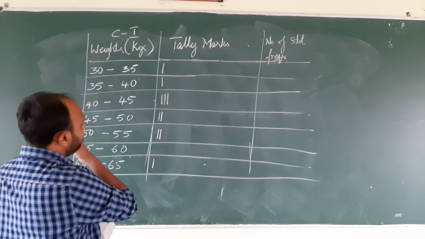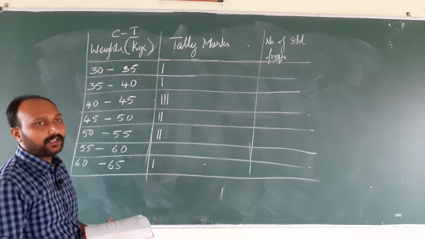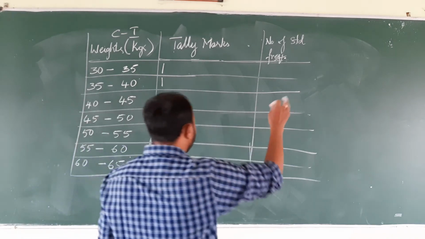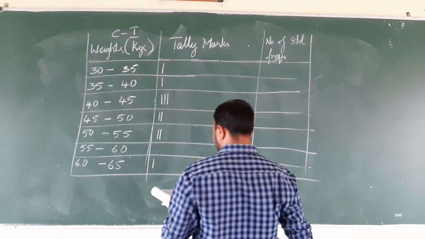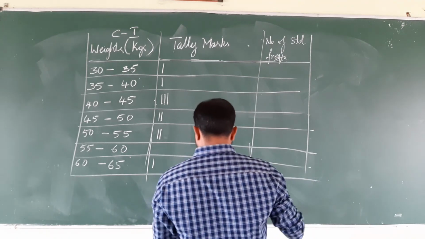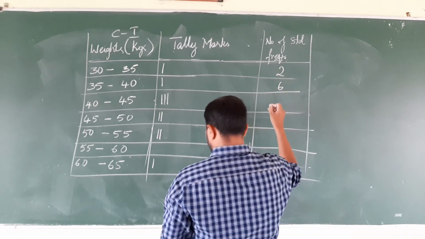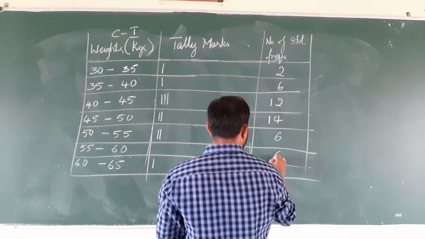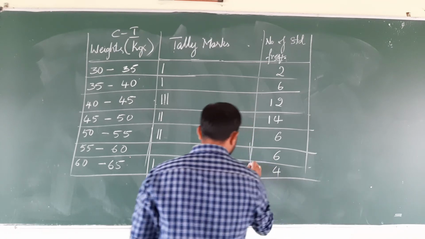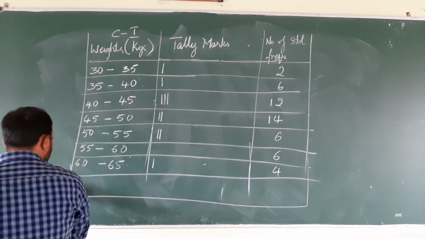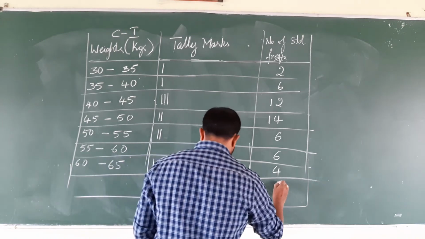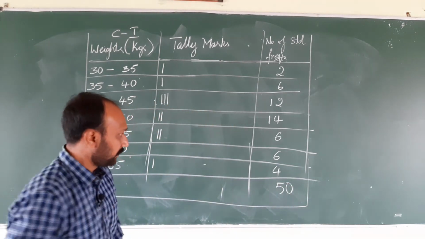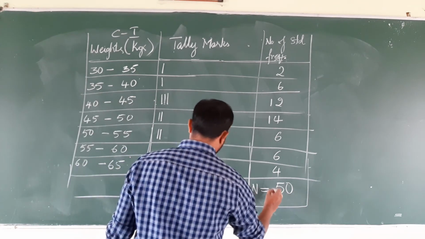We will be putting tally marks for all the 50 values. Students, wait for all the 50 values. I will write the final frequency. The final frequency will be 2, 6, 12, 14, 6, 6, 4. If you add all these frequencies, you will get the answer 50. You need to get the answer 50. So, this is the total frequency n.